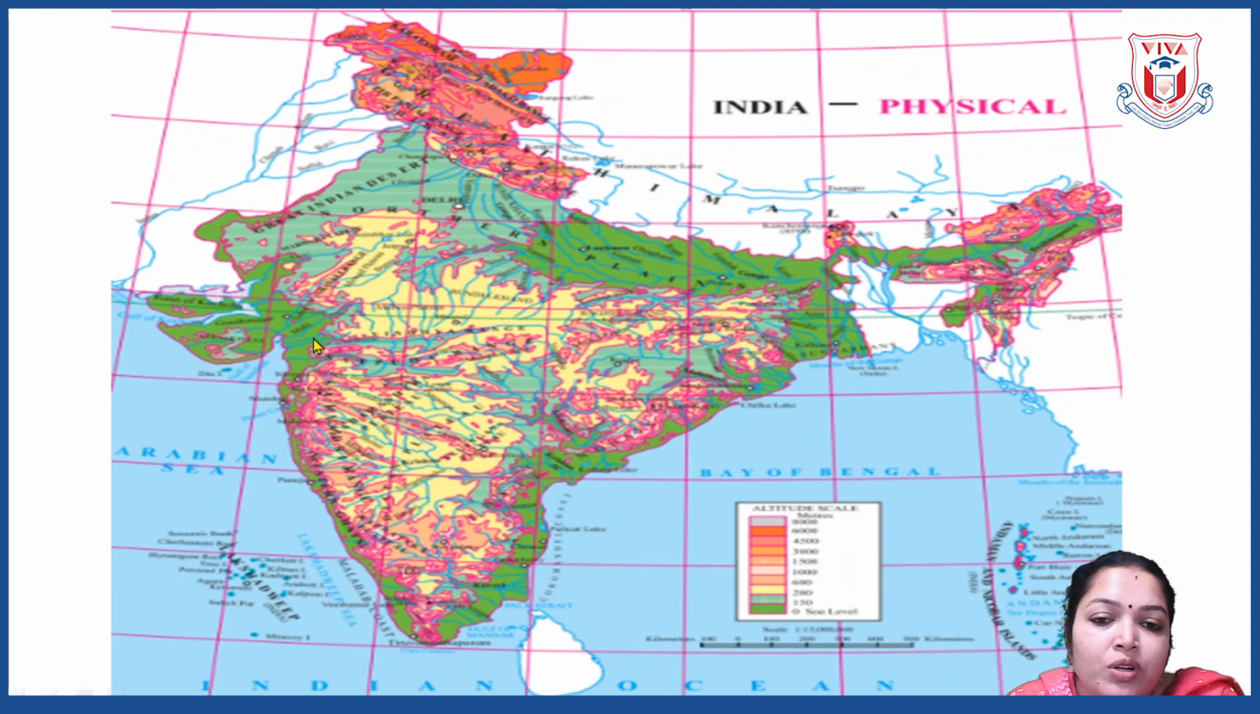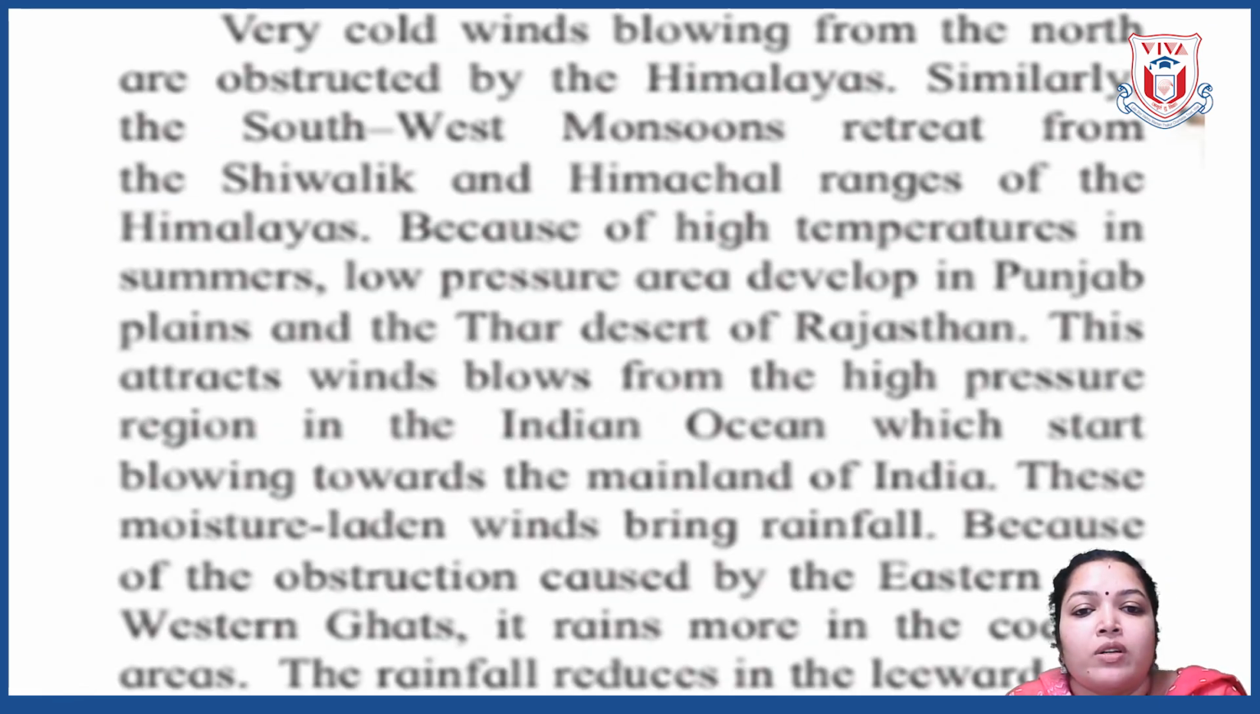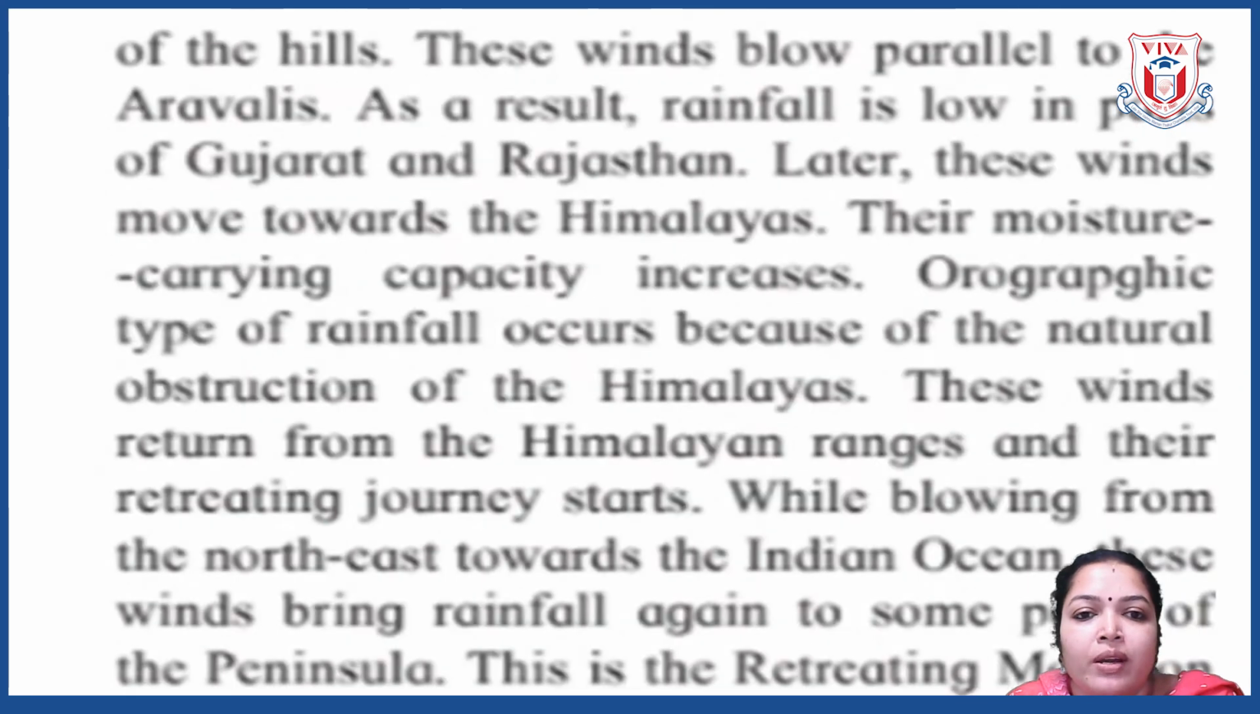Because of this obstruction, these clouds blow parallel to the Aravalli ranges and travel towards the north, and again in the north they are obstructed by the Himalaya mountains and they retreat. So we have read that low pressure regions are created in Punjab and the Thar desert of Rajasthan, which attract the monsoon winds from the Indian Ocean, and they bring rainfall. And because of the obstruction caused by the eastern and the western Ghats, it rains more in the coastal areas, and on the leeward side it doesn't rain heavily.